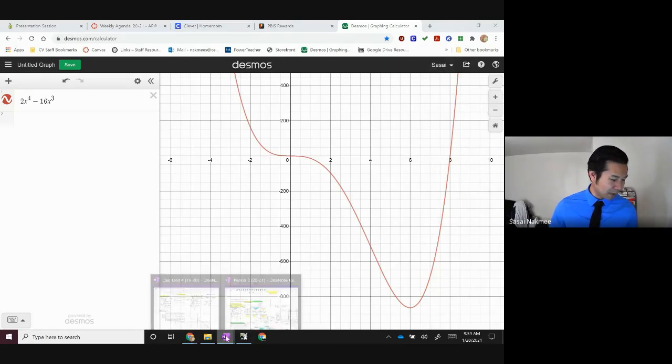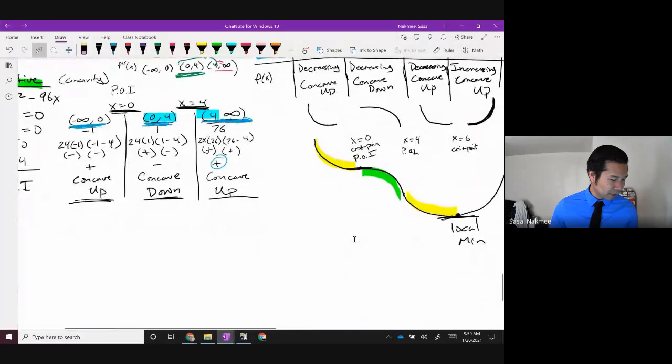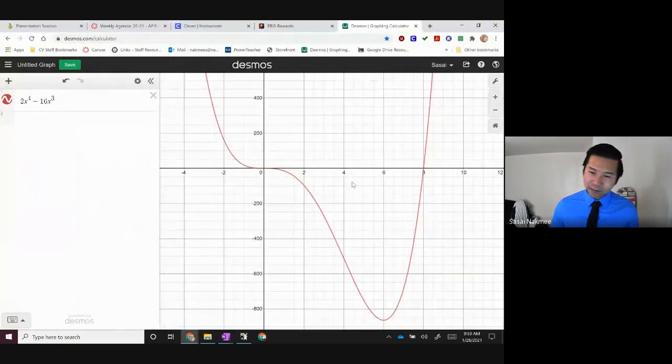Whoops, that's not my graph. If you look at my graph, which looks something like that, you see it going down, concave up, and then down, concave down, and then it changes to down, concave up, and then it starts increasing after that. Kind of looks like this, doesn't it?